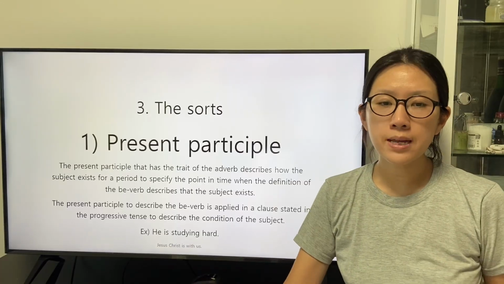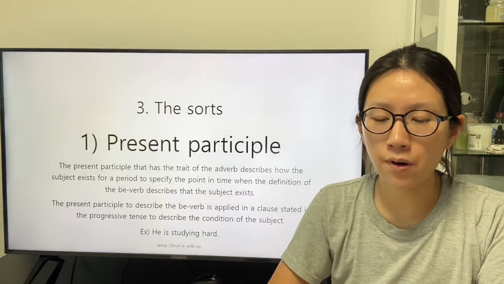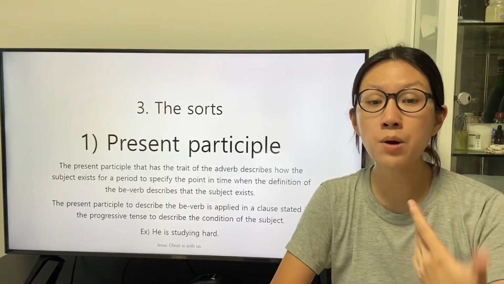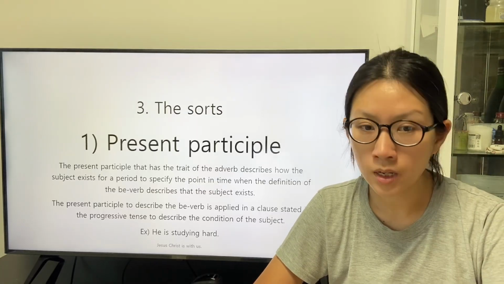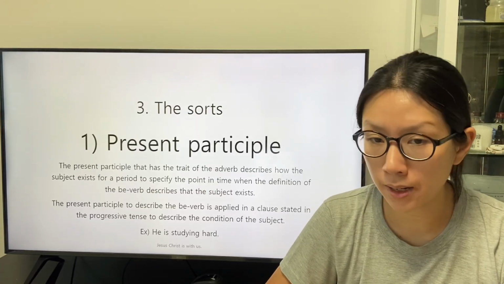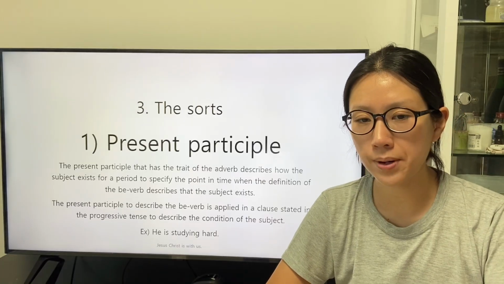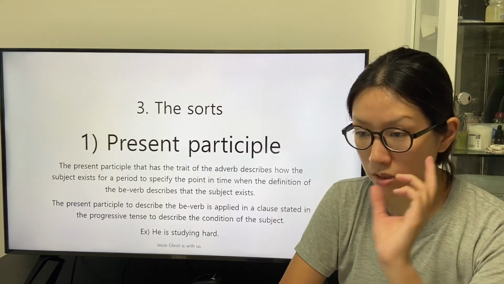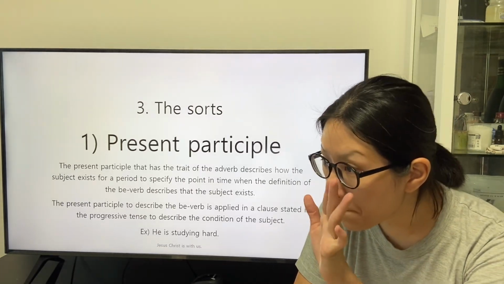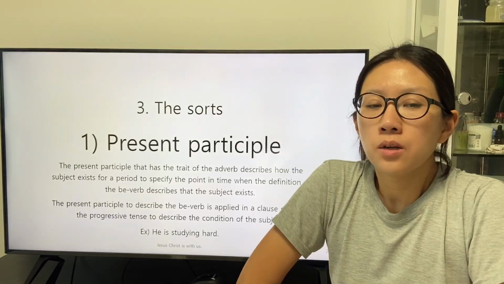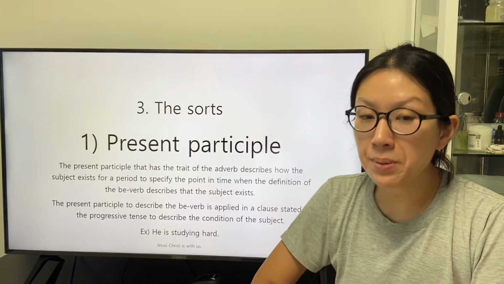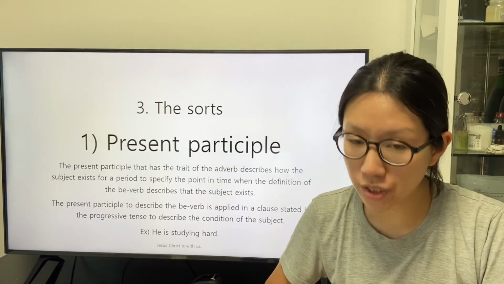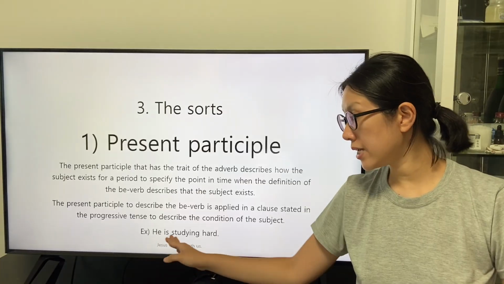The present participle that has the trait of the adverb describes how the subject exists for a period, to specify the point in time when the definition of the be verb describes that the subject exists. This explanation is about a clause stated in the progressive tense. The present participle to describe the be verb is applied in a clause stated in the progressive tense to describe the condition of the subject. There is a clause, he is studying hard.